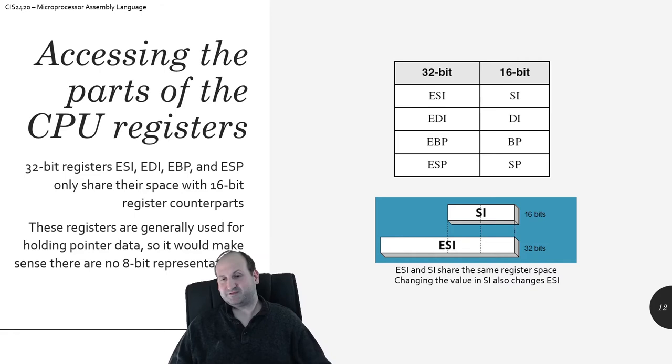As far as the architecture goes, there's no need to work our way down to have 8 bits of storage for these things, because they're just going to be pointers anyway.